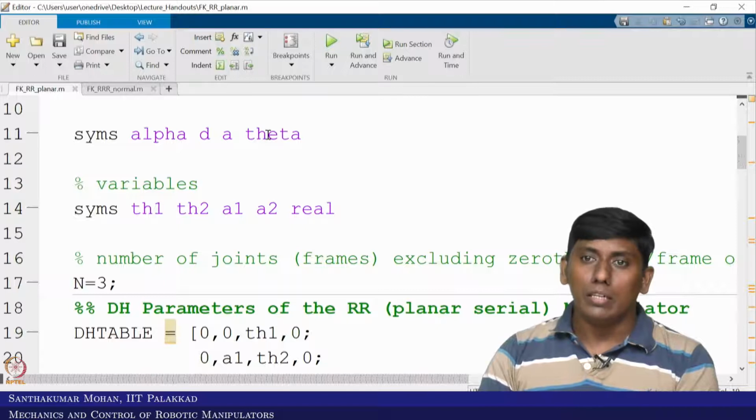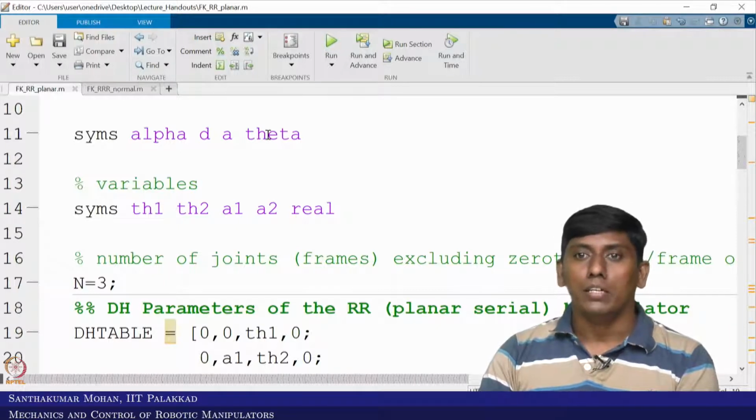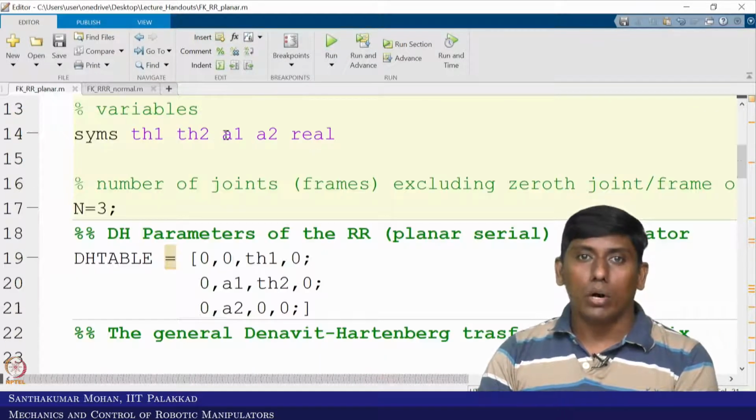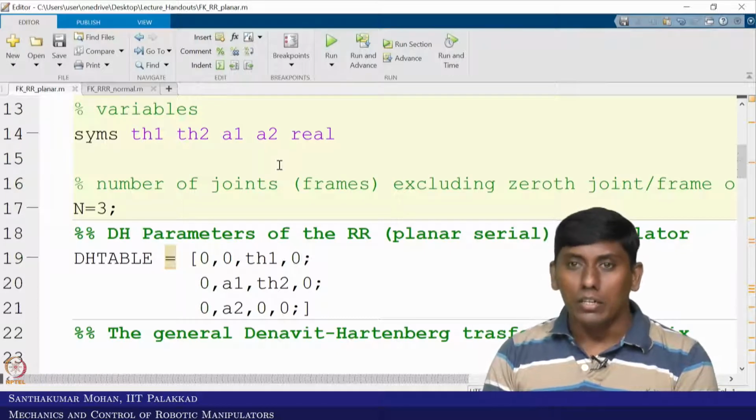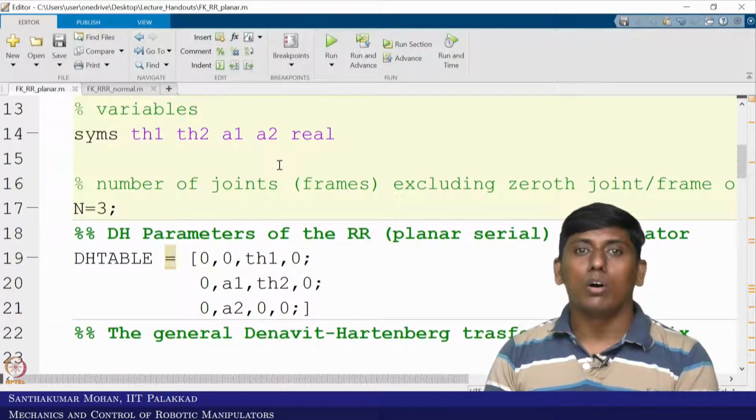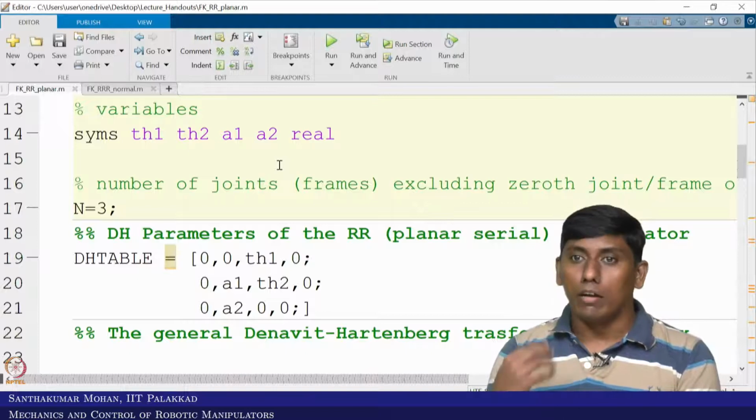But what we know additionally is that these are all real variables. Initially I did not mention whether they were real or complex, but here, whatever we have got, theta 1, theta 2, A1 and A2, all are real symbols. So in that case, how many frames have we used? There are 4 frames.